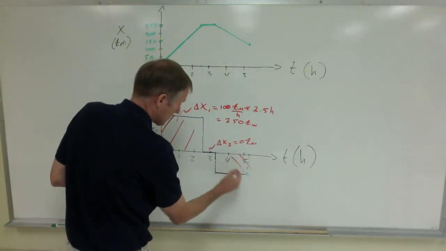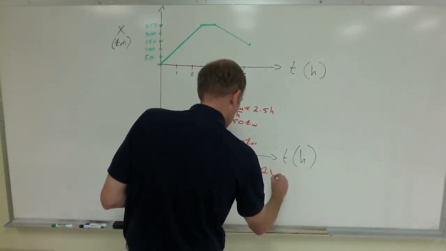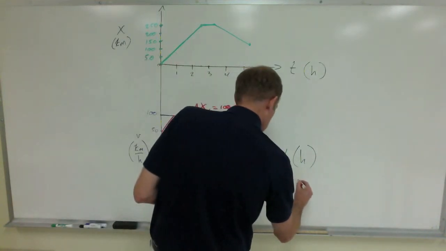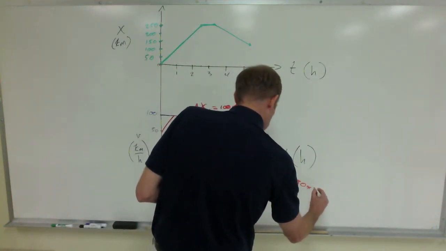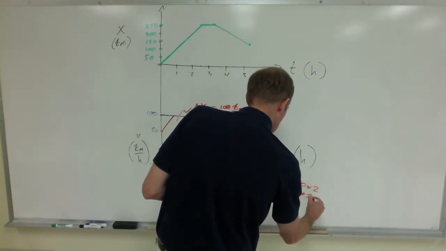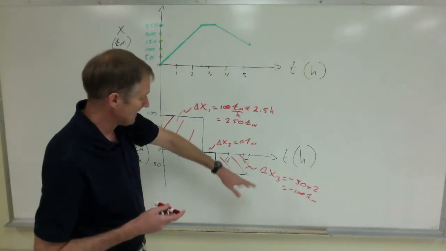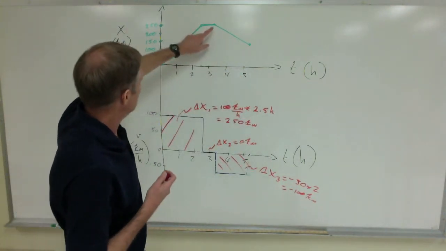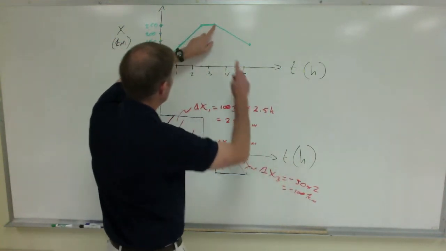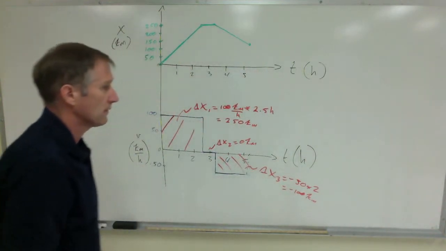And the area of this last one, delta x3, would be negative 50 times 2, which is negative 100 kilometers. Now that again is a displacement, not a position. She displaced from positive 250, she displaced by negative 100. So she went from positive 250 minus 100, put her at 150. Okay.